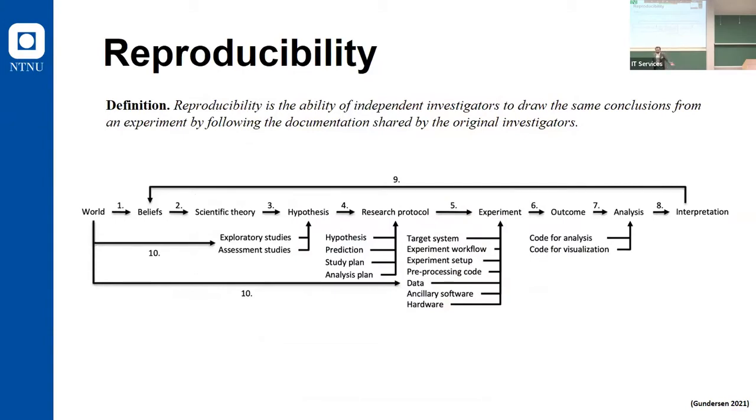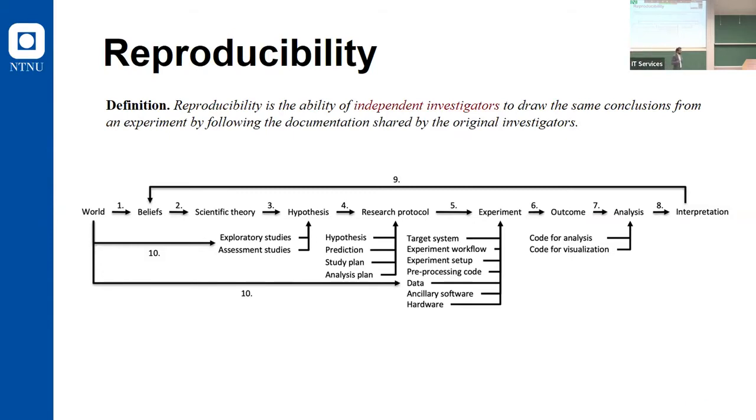So as a good scientist, I had to make my own definition of reproducibility. I'm sorry about that. We had actually many enough. So I say that reproducibility is the ability of an independent investigator to draw the same conclusions from an experiment by following the documentation shared by the original investigators.